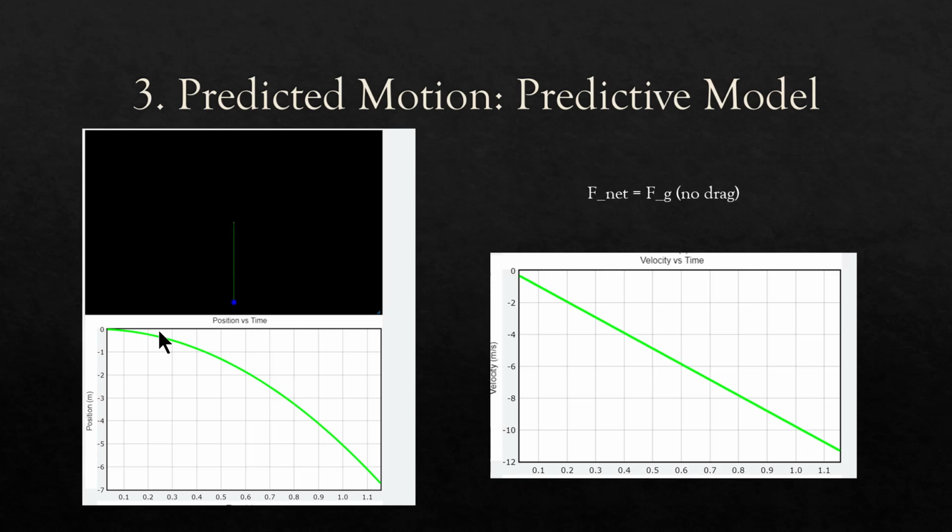Let's look at the predicted motion of the object when we assume that there is no drag. You can see this is a much steeper curve. This means that there is a constant acceleration, the force of gravity, acting on the object.